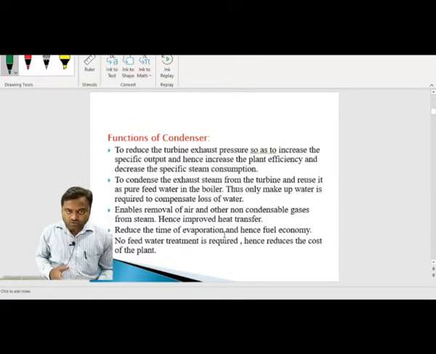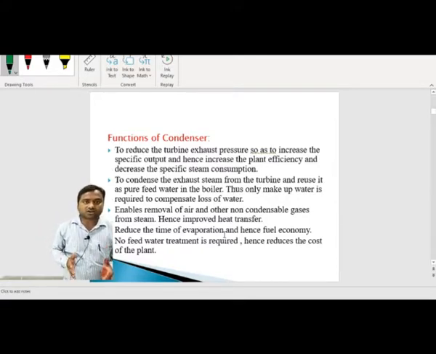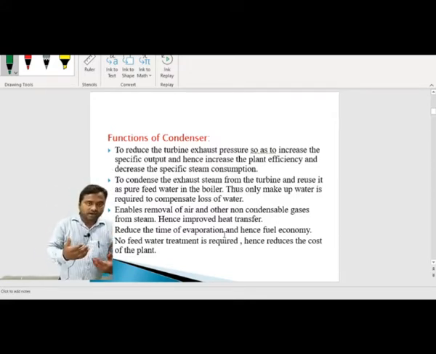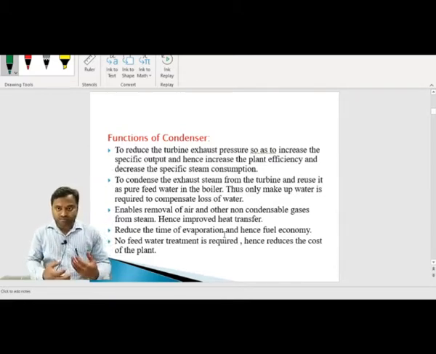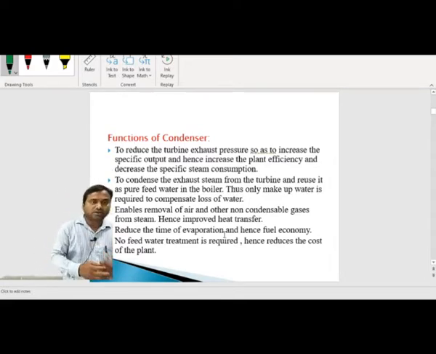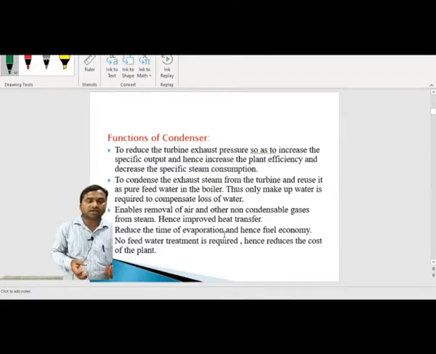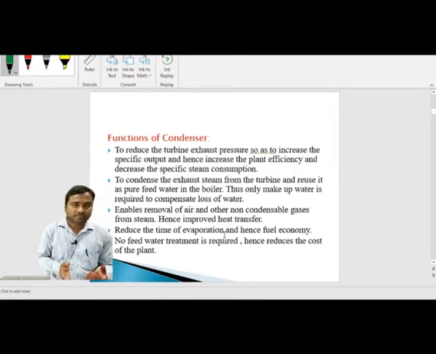If we list out the basic functions of the condenser: first, the turbine exhaust steam, which is at a certain exhaust pressure, enters the condenser and changes its phase from vapor to liquid. Obviously the specific output and the plant efficiency will increase, and the specific steam consumption is reduced by the condenser.